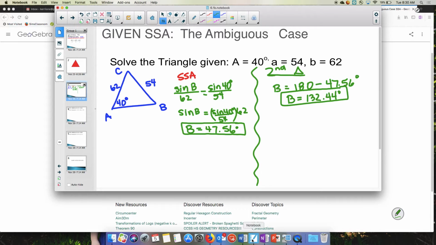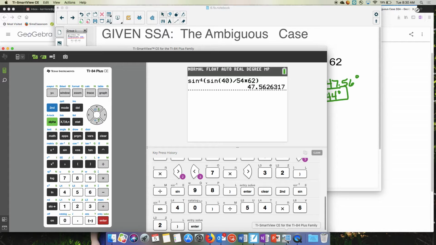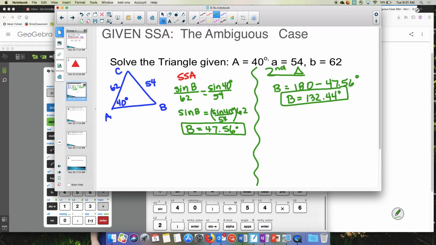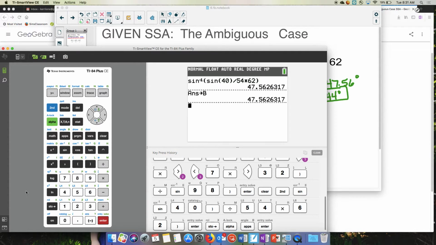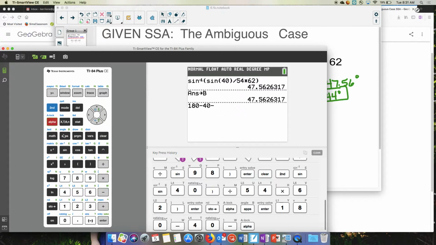Now, sometimes I like to show you things in your calculator to help you. Okay, have I showed you how to store numbers? Do you see this STO arrow? Okay, so what you can do is I can store that in alpha B. Okay, why would I want to do that? Well, when we come over here to find angle C, okay, so I'm going to focus on our first triangle for a moment. If I want to find angle C, then we know we need to take 180 degrees minus 40 minus angle B. So if I store my number in alpha B, then what I can do is I can say 180 minus 40 minus alpha B, and then I don't have to type it in again. Okay, so our new angle is 92.44.